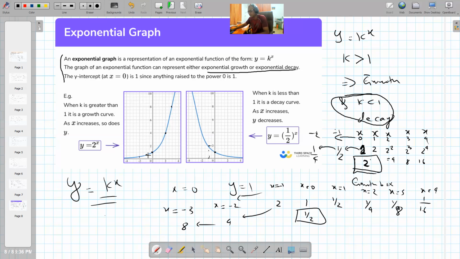Ici, il peut doubler. Il peut fois 2. Il peut doubler et puis aller même. Ici, il peut diminuer par la moitié et puis aller même. Ici, il peut doubler et puis aller même. Et ça, quand il y a graphe là, on appelle ça exponential decay. Et ça, quand il y a graphe là, on appelle ça exponential growth. OK.